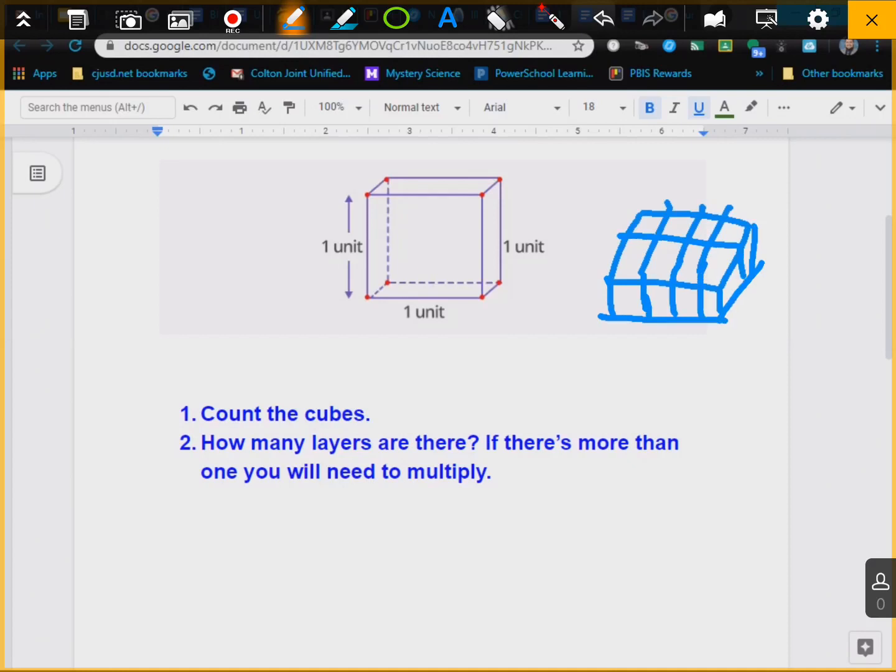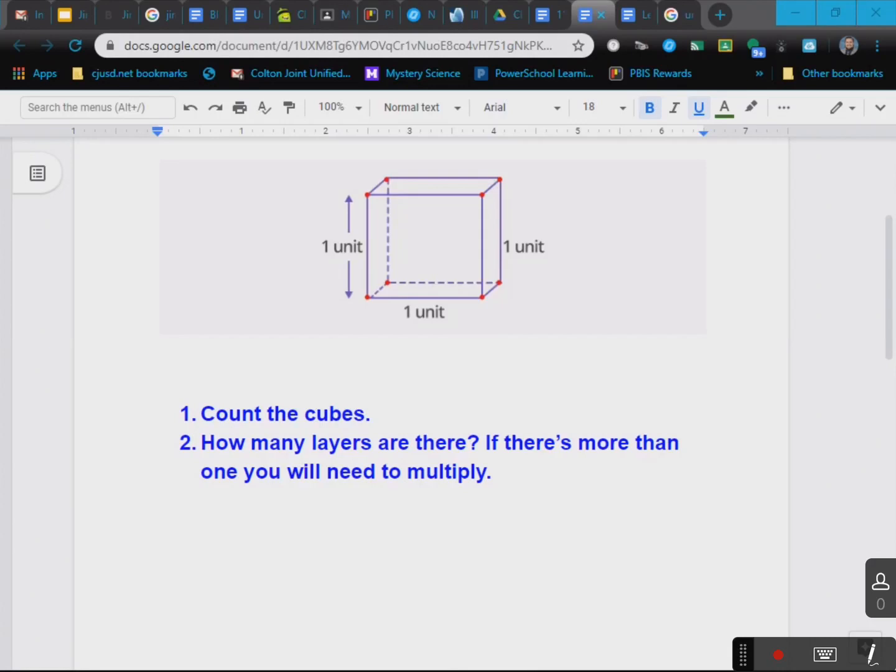Well, how many are in there? You're going to want to count that. And also, how many layers are there? If there's more than 1 layer, you're going to need to multiply. And I'll show you what that means with the example. So let's go ahead and get started with our examples.